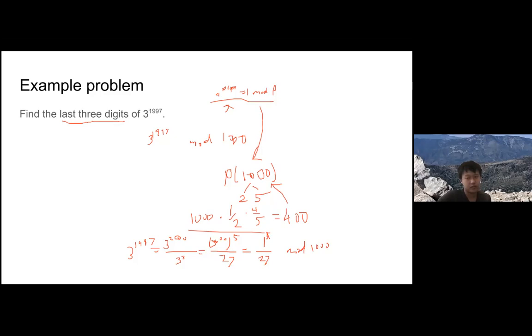Now we need to find what 1 over 27 is. Some of you may know this. 27 times 37 is 999. This means that this is minus 1 mod 1,000. So 27 times minus 37 is 1 mod 1,000. And minus 37 is equivalent to minus 37 plus 1,000. That is 963.